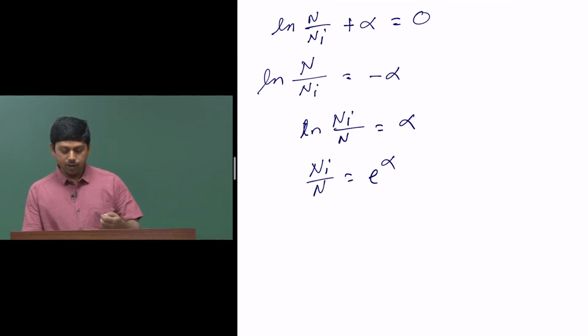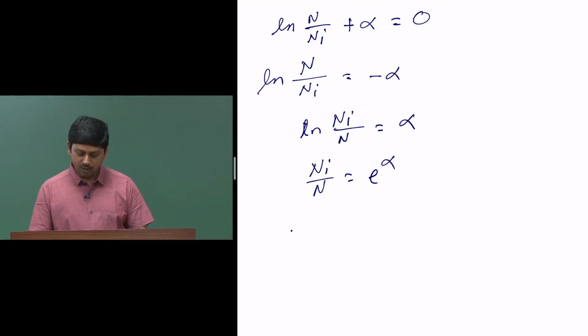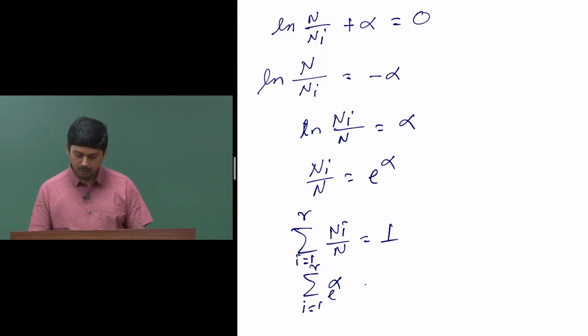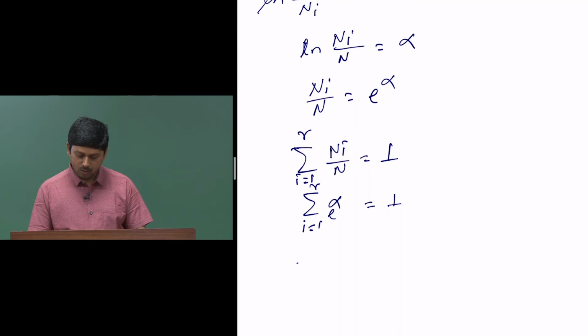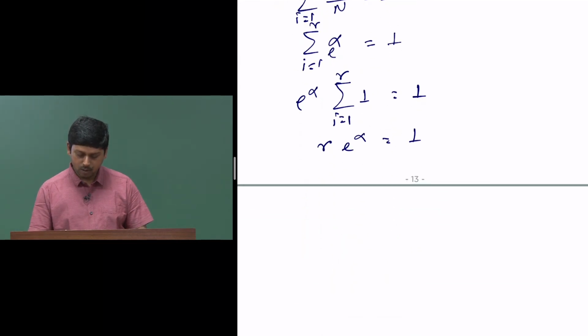Now, we know that if we sum over, so this is nothing but probability. So, if you sum over ni by n, we are going to get 1. Which means if we sum over alpha, and the sum goes from 1 to r, if you sum over e to the power alpha, we are going to get 1. So, take the e to the power alpha common, because it is nothing but a constant, it goes from 1 to r, this is nothing but just 1 is equal to 1. So, there are r terms there. So, r into e to the power alpha is 1. So, therefore, e to the power alpha is nothing but 1 by r.